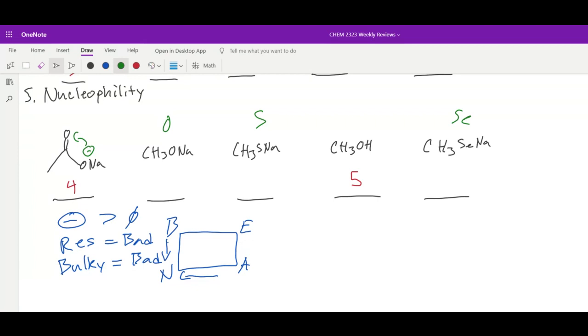But it has something to do with our final thing, which is our periodic table. So if you guys remember your periodic table, it goes oxygen, sulfur, and selenium, Se. And like I said, as you go down the periodic table, you increase your nucleophile strength. So that's all we need to know to answer this question. This is the best one. This is the second best one. This is in the middle.